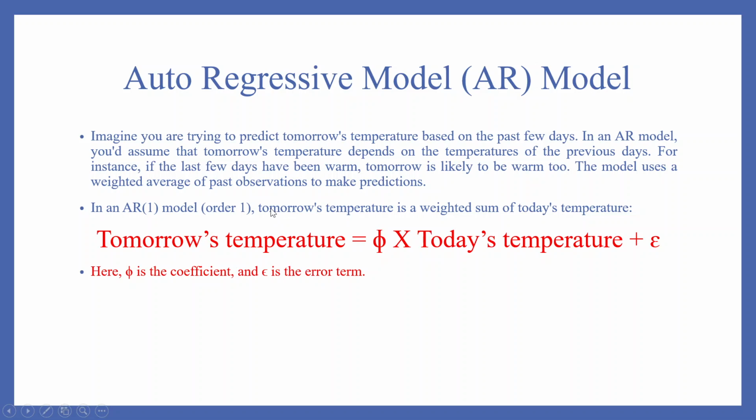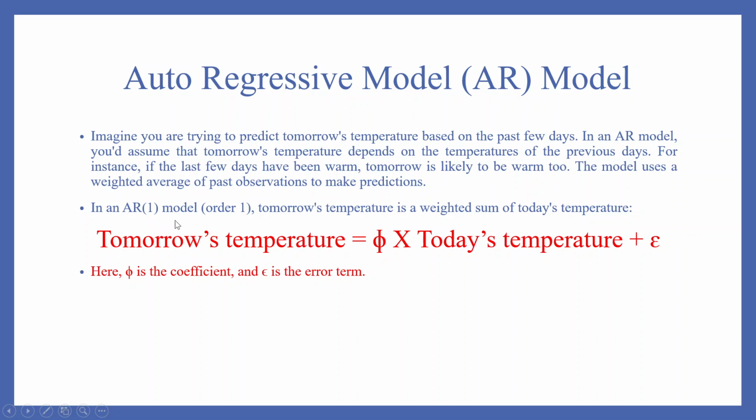Now we'll understand the autoregressive model first. Imagine you are trying to predict tomorrow's temperature based on the past few days. In an AR model, you assume that tomorrow's temperature depends on the temperature of the previous days. For instance, if the last few days have been warm, tomorrow is likely to be warm too. The model uses a weighted average of the past observations to make the predictions.